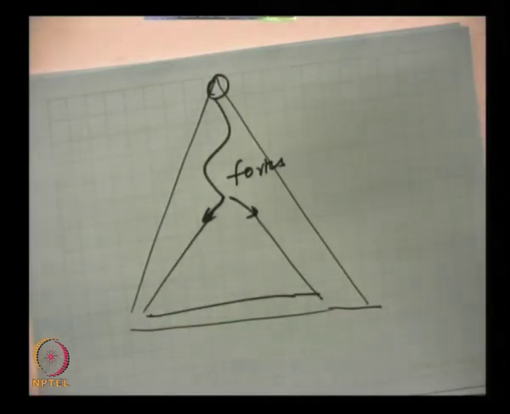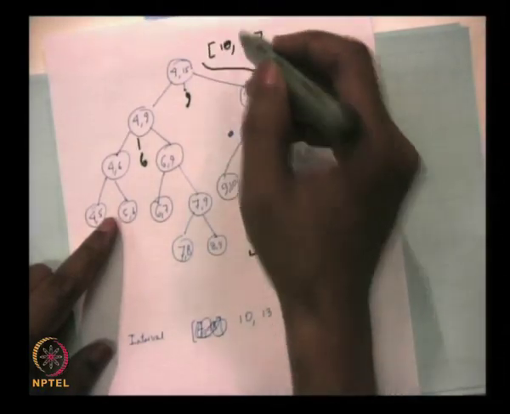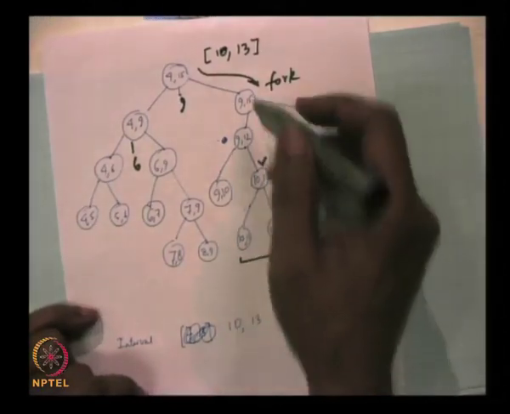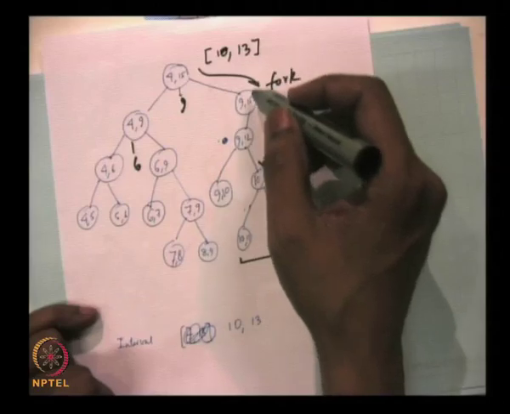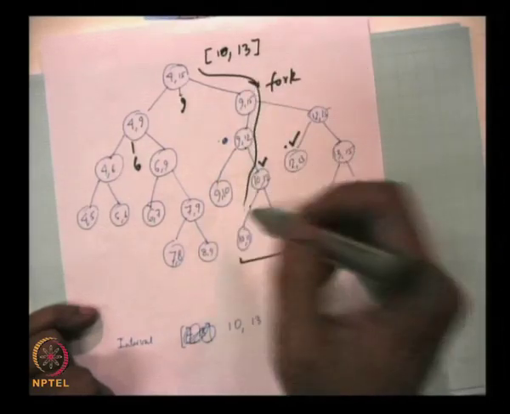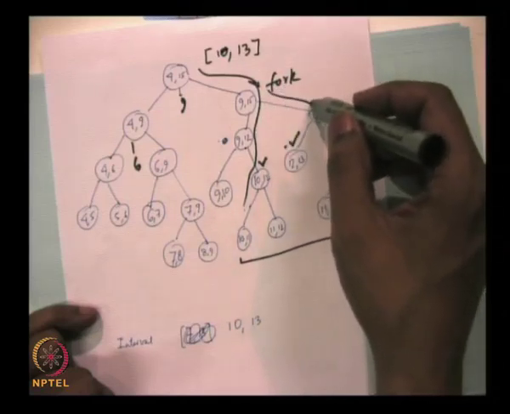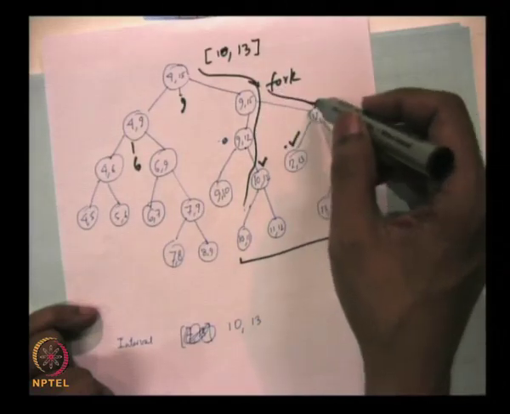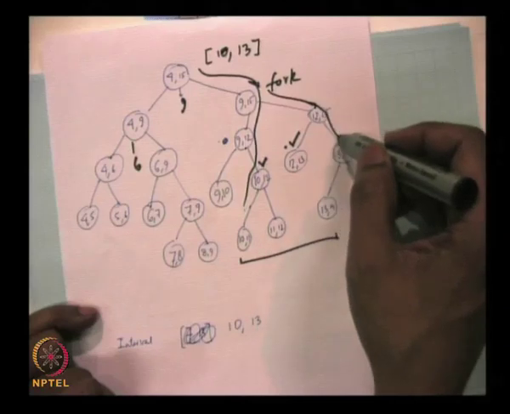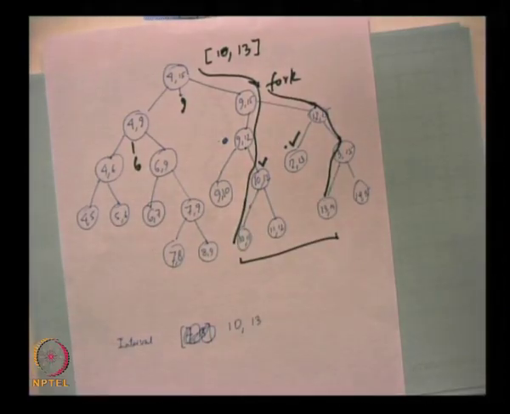So, you look at the left end point of the interval and the right end point of the interval. You just try to find where 10 lies, and 10 will take you basically like this, and 13 will take you something like this. So, the two endpoints will trace this kind of path in this tree.